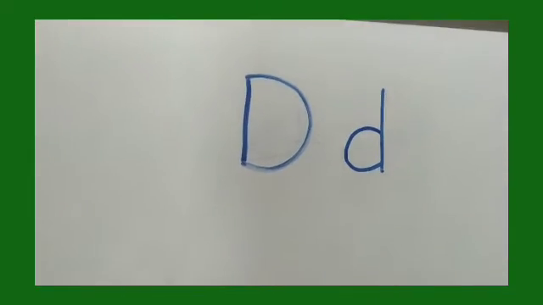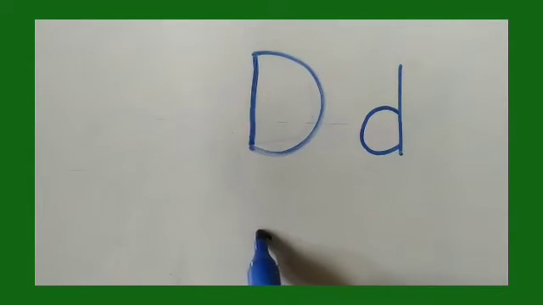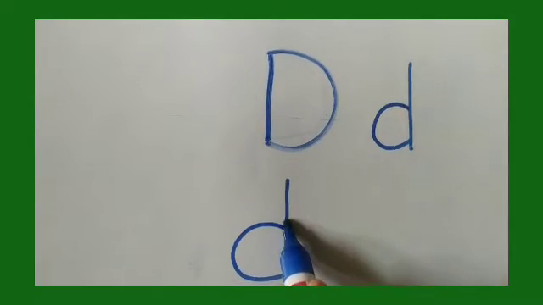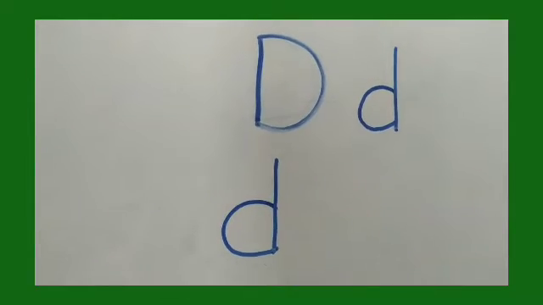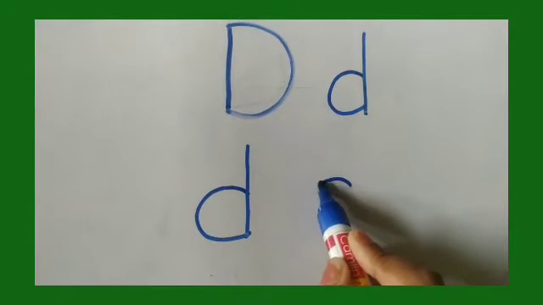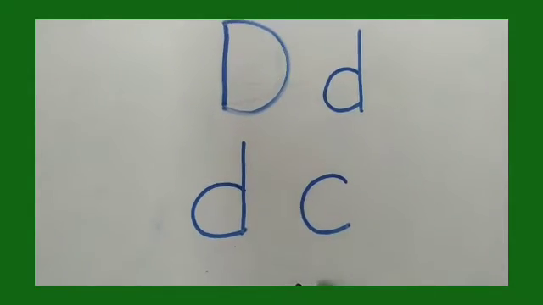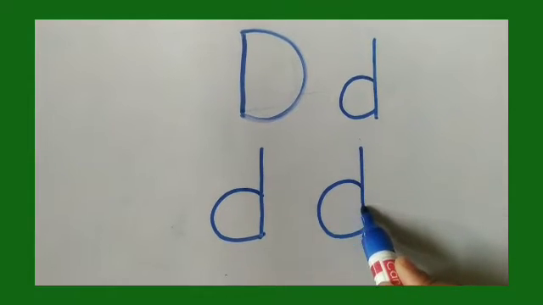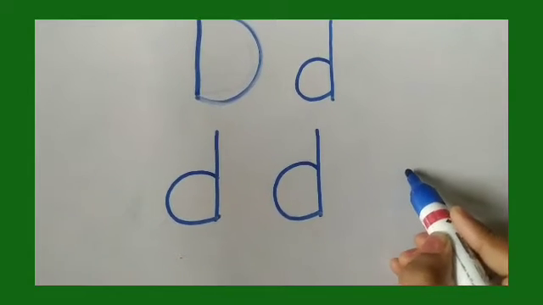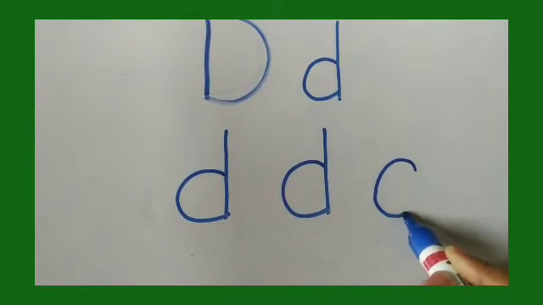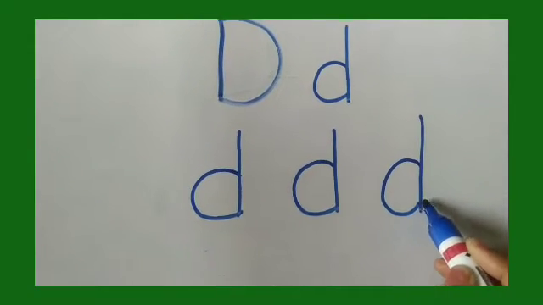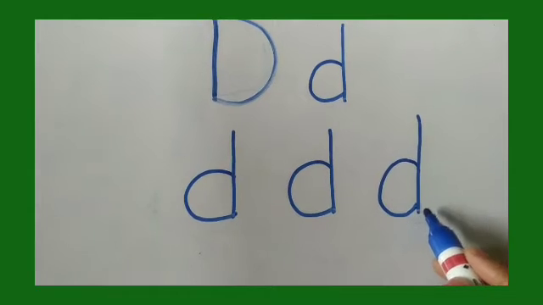So how you'll make small letter D? Make a left curve. Fine. And then standing line. Letter D. Okay? Now, let's practice one more time. Make left curve. Fine. And then make a standing line. Letter D. Make left curve and then make a standing line. The standing line should touch the curve, okay?